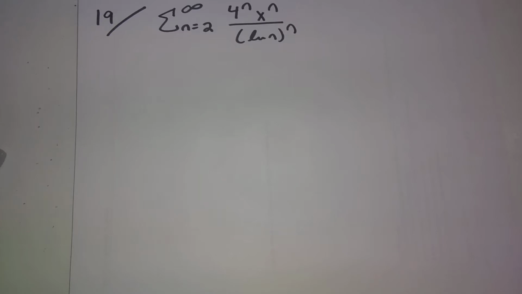Problem number 19. Find the interval of convergence of this power series, the sum of n from 2 to infinity, 4 to the n times x to the n, divided by natural log of n to the n. Now, usually when we think about intervals of convergence of power series, we almost always use the ratio test.